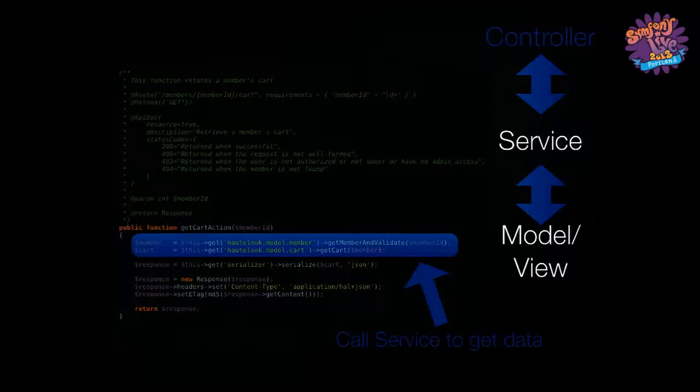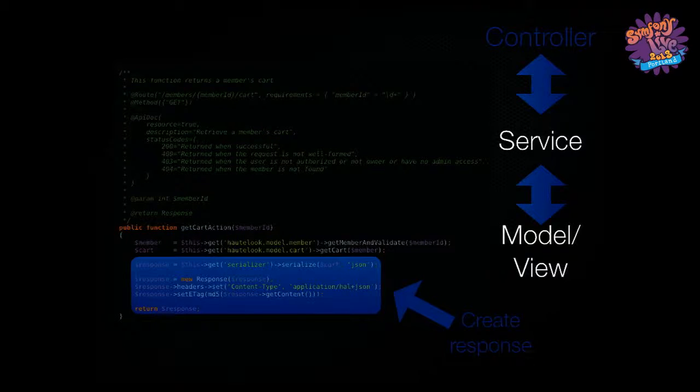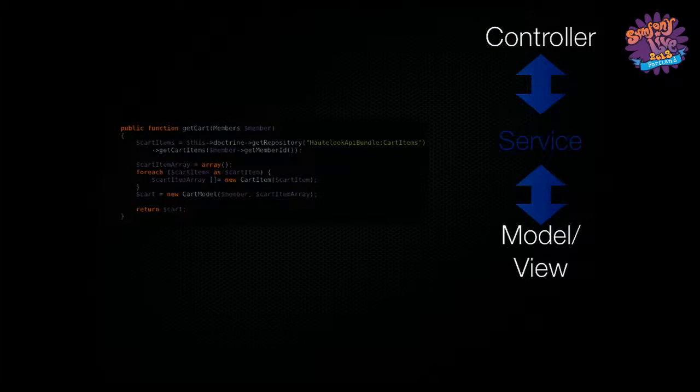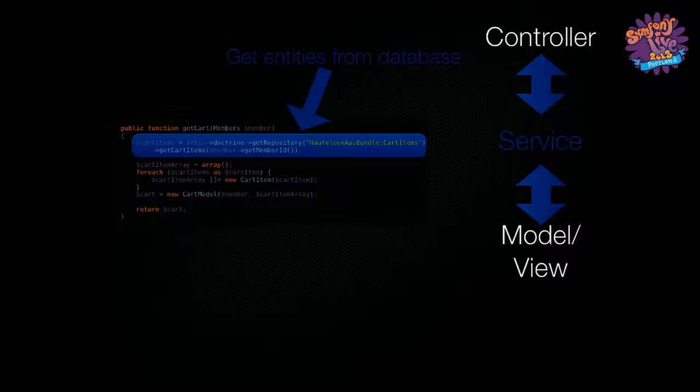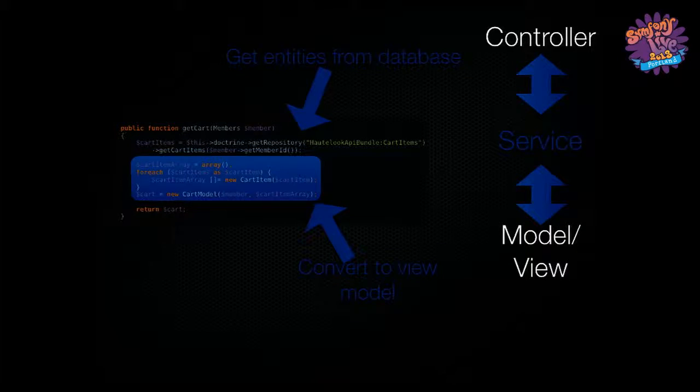So what does the controller do? Pretty much the same thing. It calls a service to get data, and then it creates a response by serializing it. Here, you'll see the service, which really just gets entities from a database, which will run some SQL. And then it needs to convert those entities to view models. Make sense?